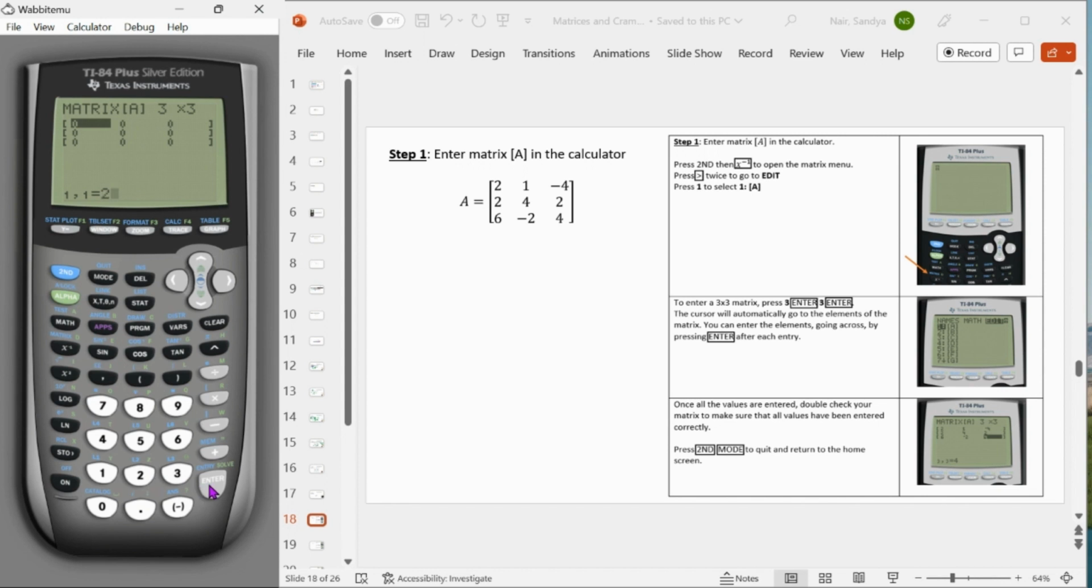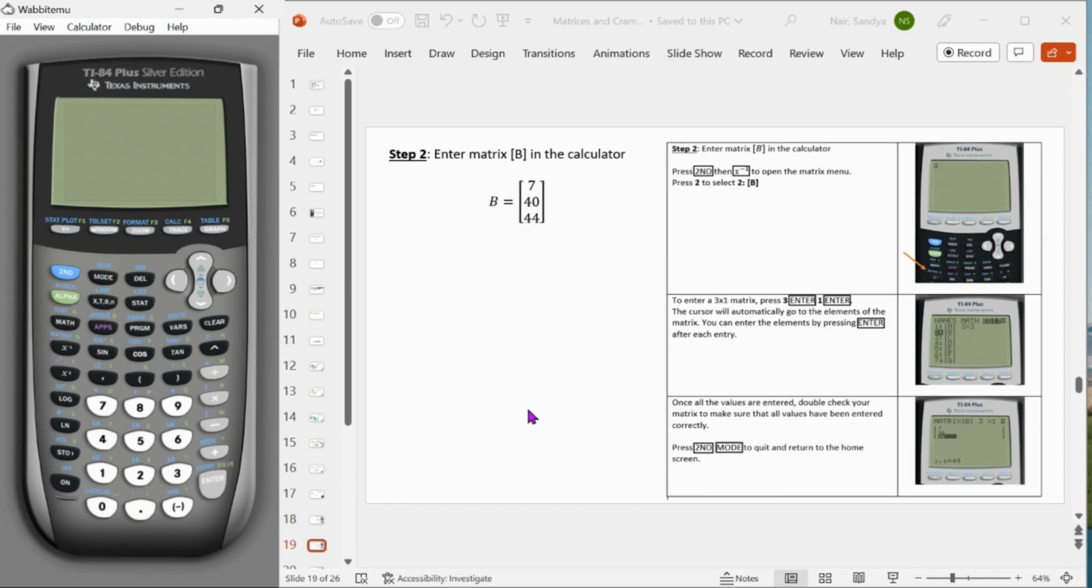So for example, I do 2, enter, 1, enter, and then negative 4, enter. Then I do 2, enter, 4, enter, and then 2, enter. And for row 3, I do 6, enter, negative 2, enter, and then 4, enter. It's very easy sometimes to make a mistake when typing or miss a negative sign, so you want to compare and make sure that you've entered everything correctly. If everything looks good, then you click second and then the mode button, and that'll take you back to the home screen. Now let's go ahead and enter matrix B.